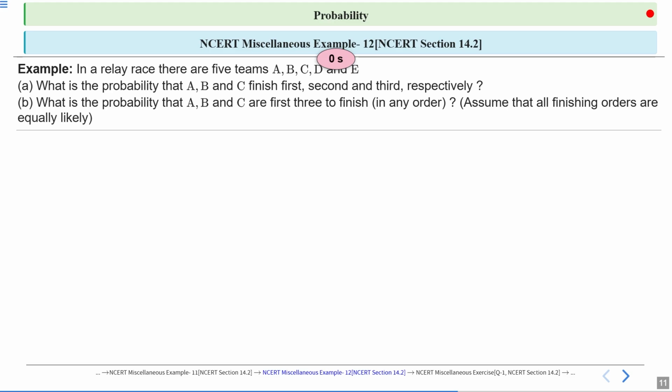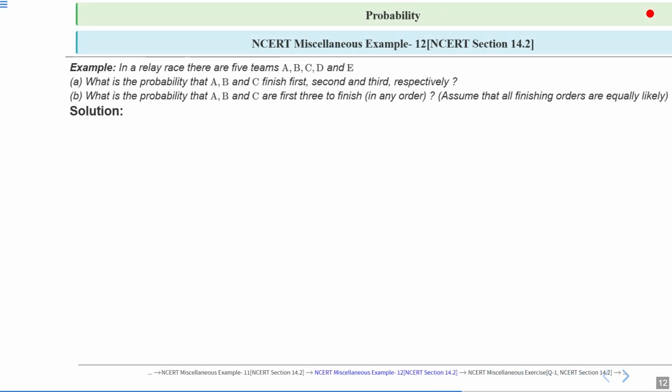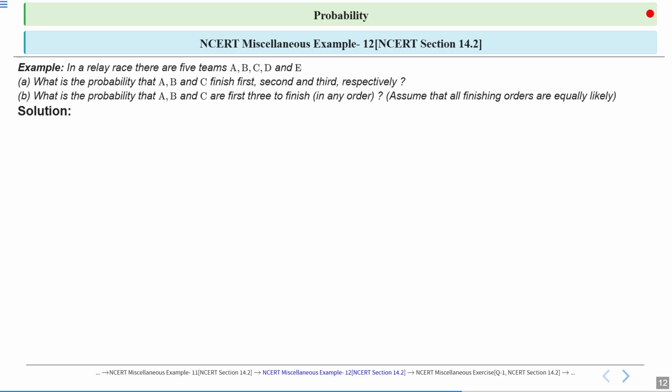Okay, students, now we will solve this example. We are given that in a relay race, there are 5 teams: A, B, C, D, and E. We are asked the probability that A, B, and C finish first, second, and third respectively, and then the probability that A, B, and C are the first three to finish in any order. So let's solve this example.